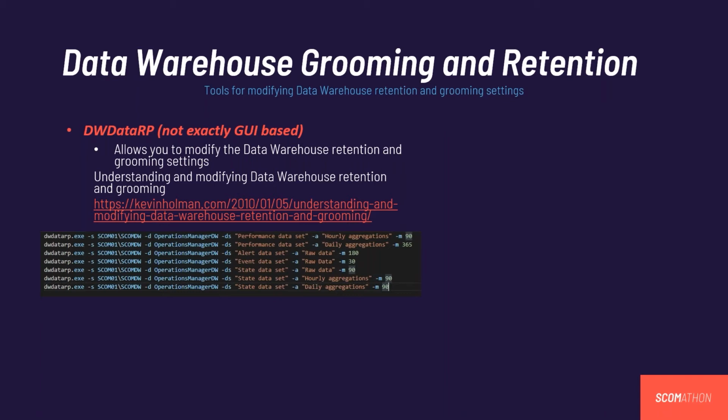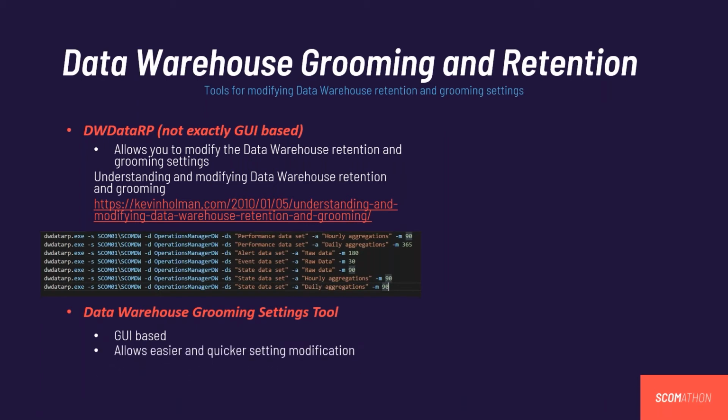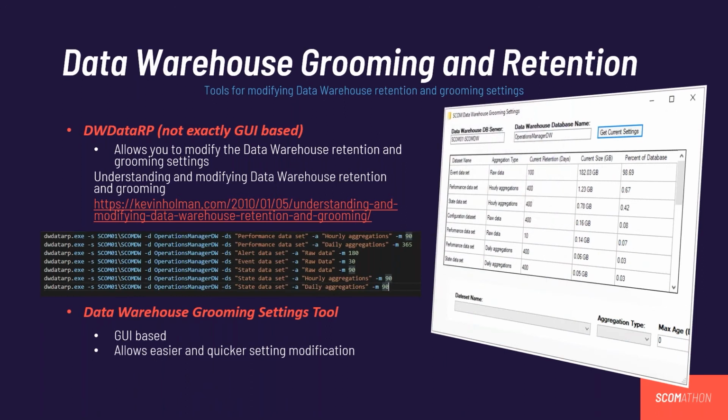You need to issue a number of commands to change all the different data sets, like the performance data set, alert data set, and so on. And there is a cool tool which you can use if you want to do it in a graphical way, which is, in my opinion, a much more pleasant and easier way. This is the data warehouse grooming settings tool. It's GUI-based, and it allows you to modify all the settings very easily and quickly and, of course, get a summary of the current settings in your environment.